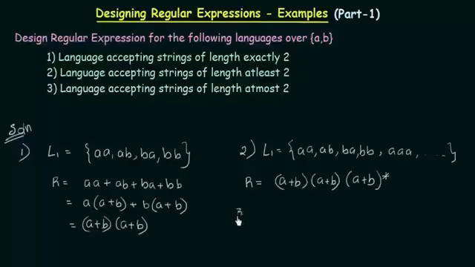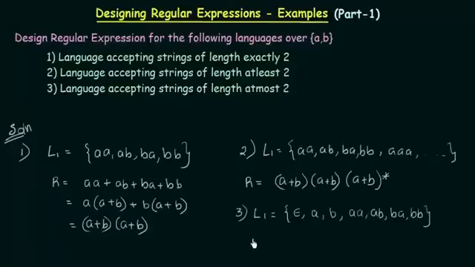Okay, so now let's come to the third one. The third one is a language accepting strings of length at most 2. Now what is the meaning of at most 2? At most 2 means maximum it should be 2 and minimum is not specified. So minimum we can have nothing, null, that is epsilon, and then you can also have strings of length 1 like a and b, and also you can have strings of length 2: aa, ab, ba and bb. Now these are the only strings. Why? Because it is at most 2, maximum is 2, so we cannot have 3 or anything more after that. So these are the only strings that will be accepted by this language.